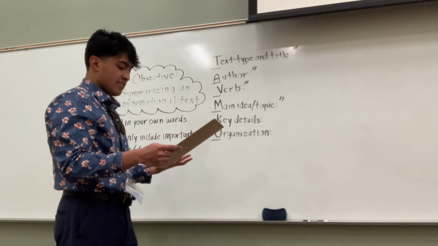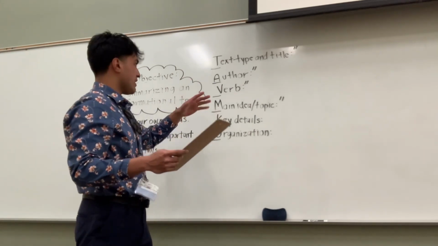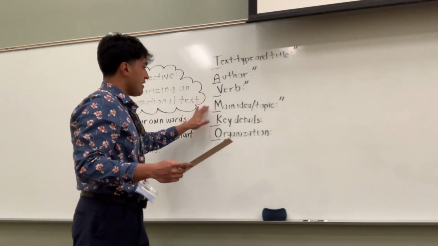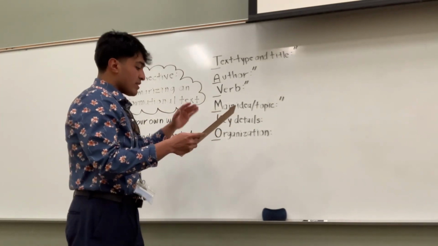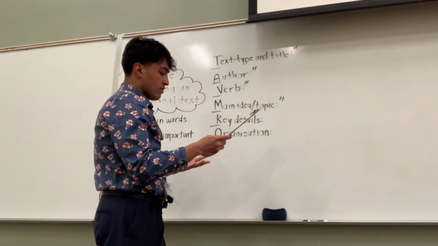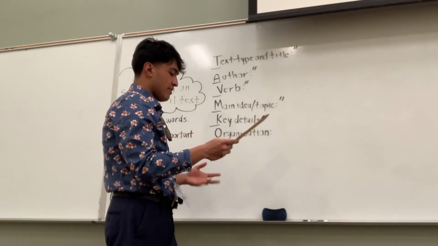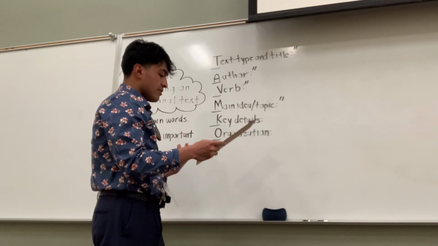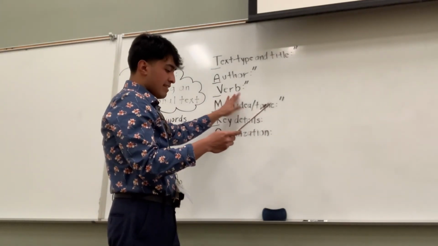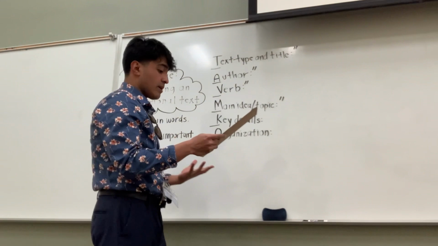And the strategy is actually the following letters: TAVMKO. I won't even try to pronounce that. So starting with T, text type and title. What type of text is it? What is the title? A, who's the author? Who wrote it? B, use a verb that describes what the author is doing throughout the text.